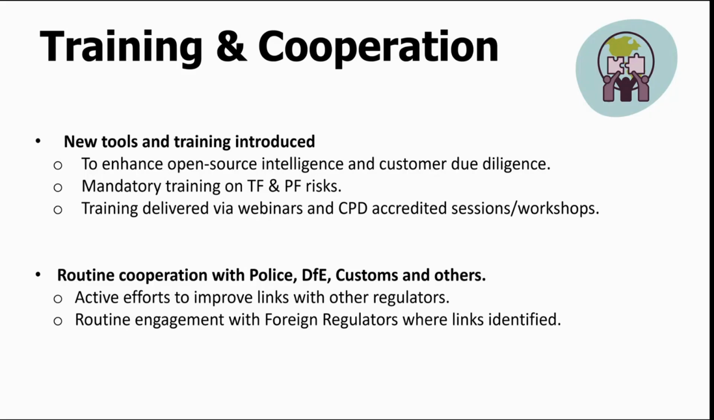In terms of cooperation, we continue to work closely with our domestic partners, such as the police, customs and other government agencies, as well as engaging with foreign regulators where cross-border links have been identified. This is particularly important given that the NRA highlights that much of the risk is externally driven, so effective information sharing and collaboration is key to maintaining a strong control framework.